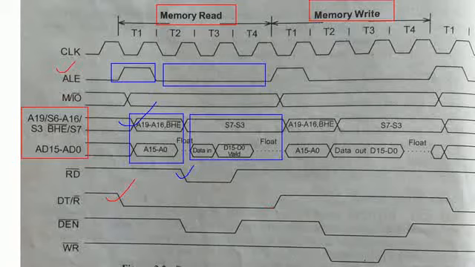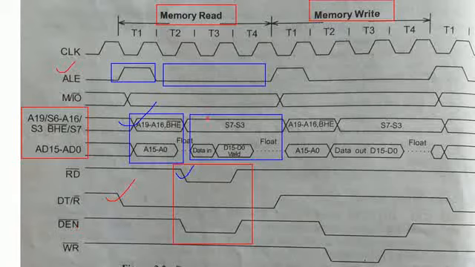Now, as I told you, in order to enable the external data bus buffers, we are going to define the buffers also. Don't worry about it, as we move on we are going to see that. In order to enable the buffers, we have the DEN bar. It is activated just before the read signal starts, and it is terminated after the read signal finishes.